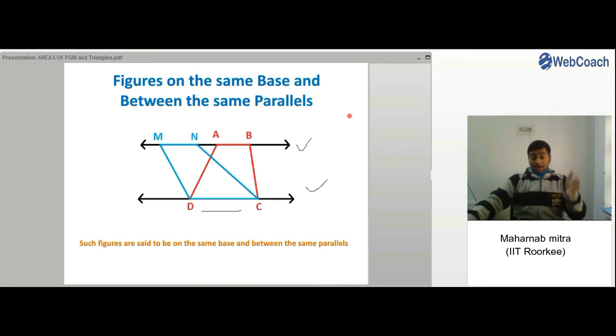And of course the heights are the same because for lines which are parallel, their shortest gap, their perpendicular gap between these two parallel lines, is always constant, right? Or the height between these two lines is always constant. So the height for these figures is also constant.